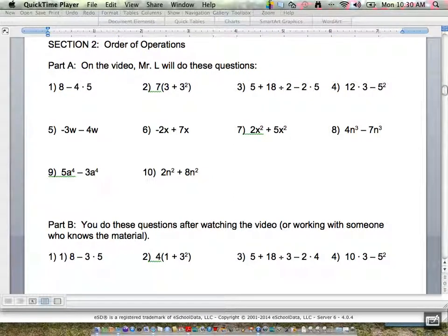Okay. So the first one says 8 minus 4 times 5. Now, some people, some very wrong people, will look at this and go, oh, 8 minus 4 is 4, and 4 times 5 is 20. What is wrong with that? Elizabeth? Yeah, they did PEMDAS wrong, or the order of operations.